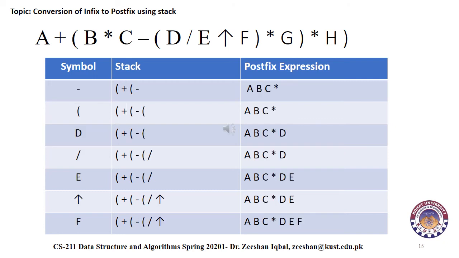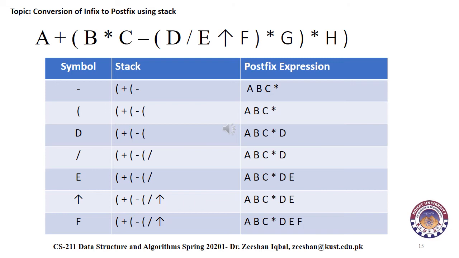Next symbol is minus, which is an operator. So we will check the stack again if the top position contains any operator. As we can see that it already has an operator, which is asterisk, which has higher precedence. So asterisk will be popped from the stack and added to the postfix expression, and we will push the new operator minus on the stack directly. Next symbol is again left parenthesis, so we will push the left parenthesis on the stack directly.